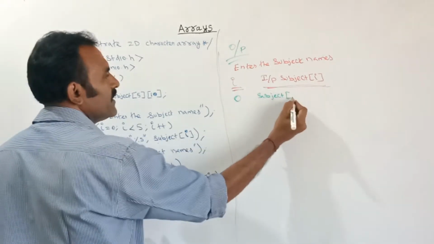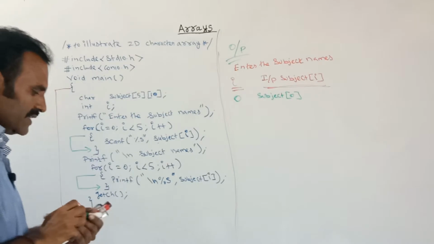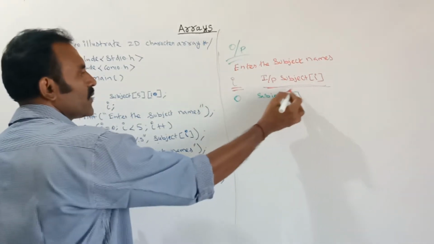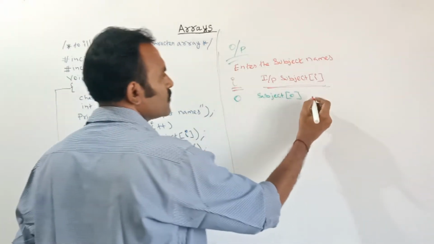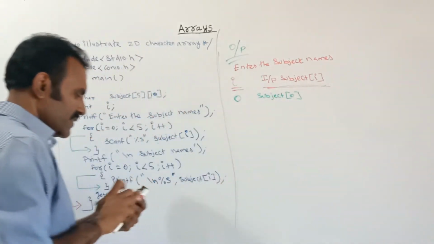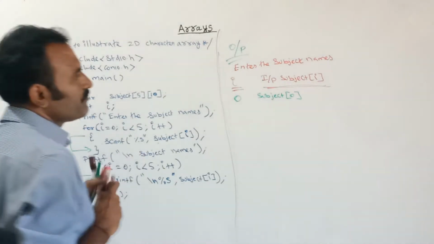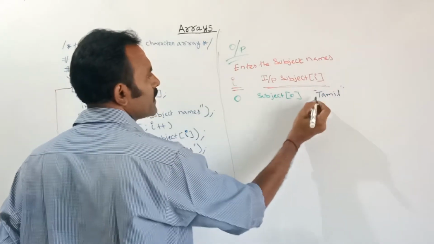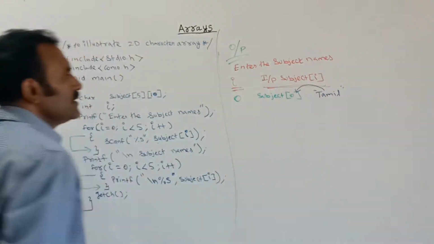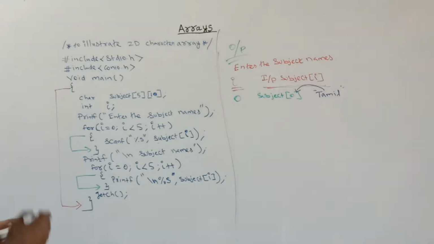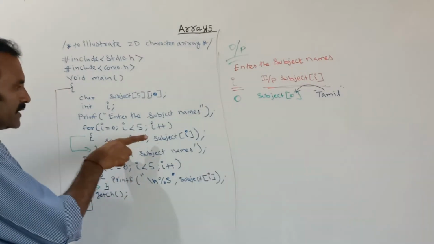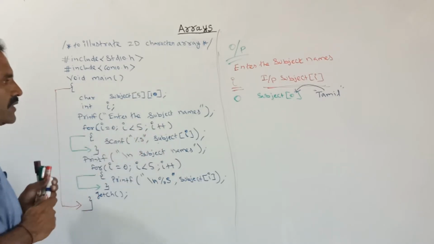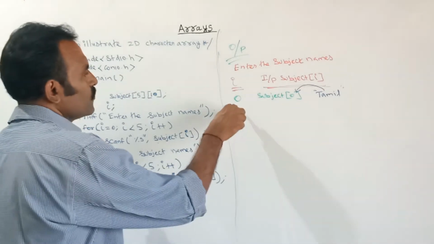I value is 0. Suppose you are giving the subject name on the keyboard, that name will be stored to this location, subject of 0th row. So here suppose if you are giving the value Tamil, this string Tamil will be stored to the location subject of 0th location. Next the I value will be incremented to 1, the previous value plus 1.